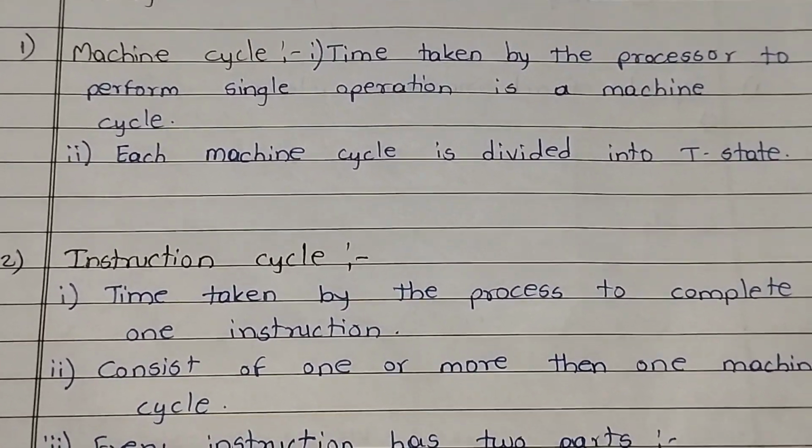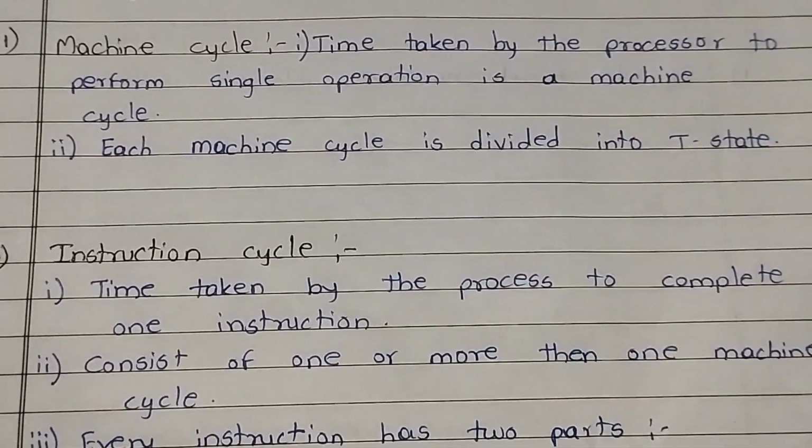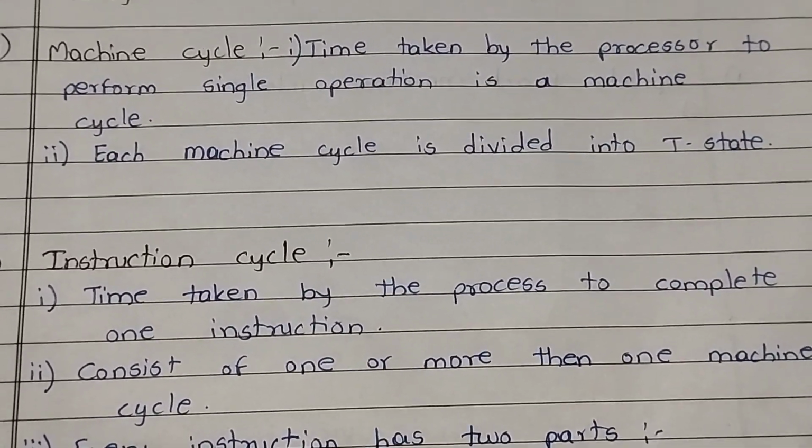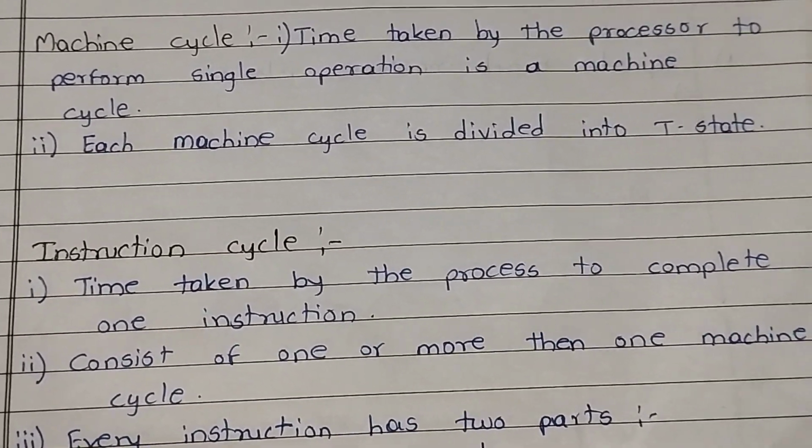Hello everyone. Today we study the machine cycle. Machine cycle means the time taken by the processor to perform a single operation. Each machine cycle is divided into T states.